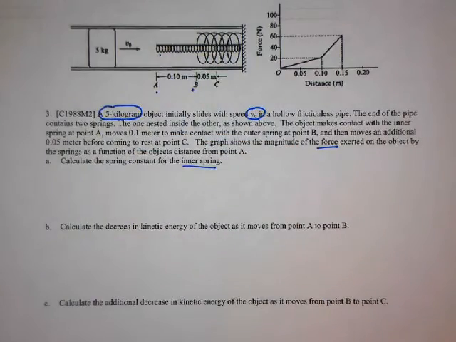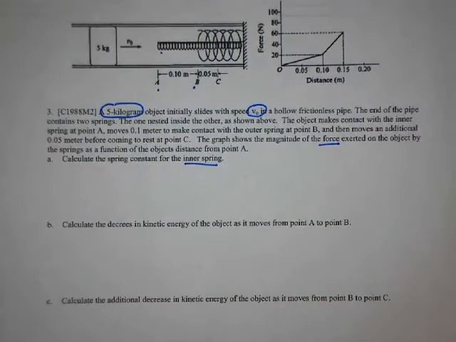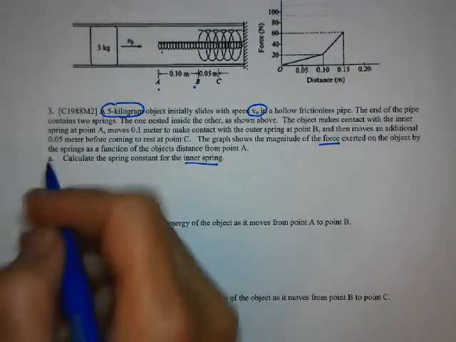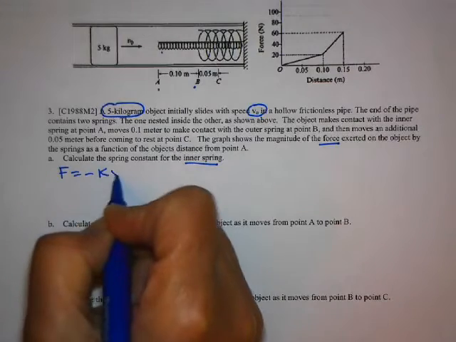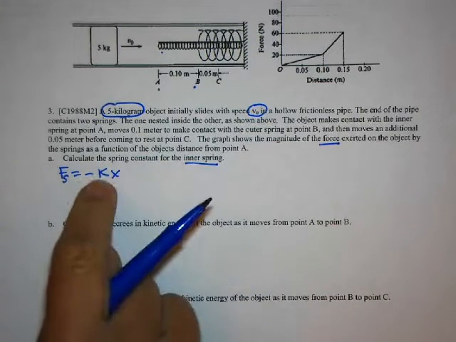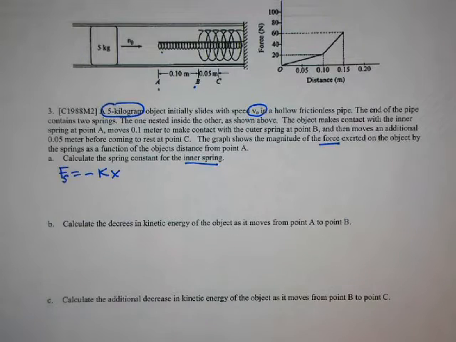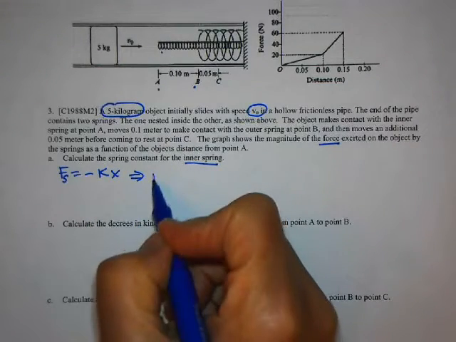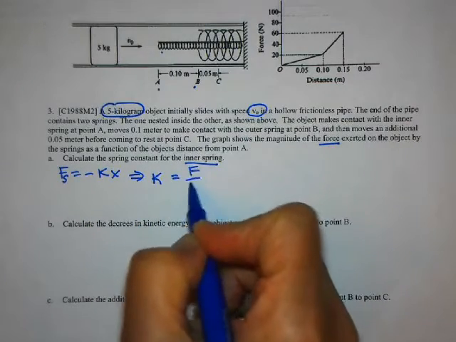So that's this one. First of all, we know that we're going to be using Hooke's law. Hooke's law says F is equal to minus kx. Remember, the negative sign is because the spring force is opposite the displacement. But in this case, we don't even need to worry about that. You don't have to worry about the negative sign, or if you want, you can put it in. So the spring constant k is going to be F over x.